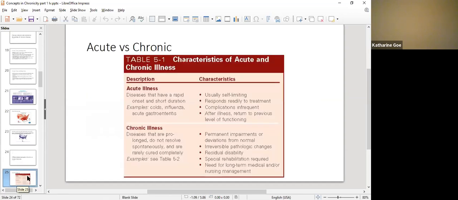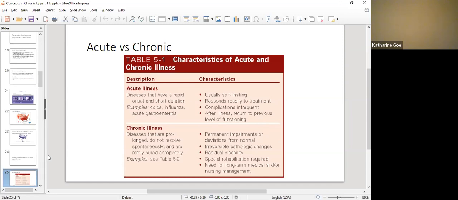So what is the difference between chronic and acute illness? Lewis has a great description. An acute illness has a rapid onset and a short duration, such as colds, influenza, gastroenteritis, whereas a chronic illness is a disease that is prolonged, doesn't resolve spontaneously, and is rarely cured. And there are some good examples in Lewis of that. And then there are some characteristics described here.